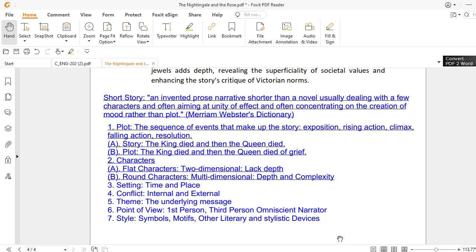And if you read Great Expectations, written by Charles Dickens, it has the first person point of view, because the story is told by a person in it. So these are the points of view. Then you can say these are style, symbol, motifs, and other literary devices. These are the elements of the short story, and I hope they will be helpful to you for the general understanding of the short story.